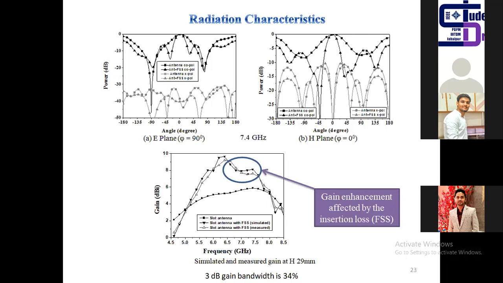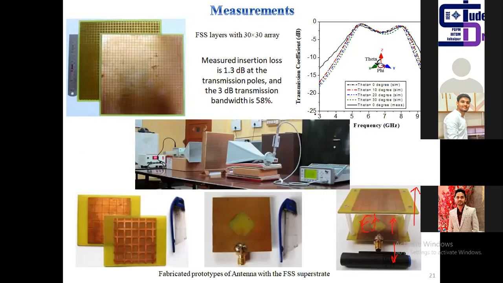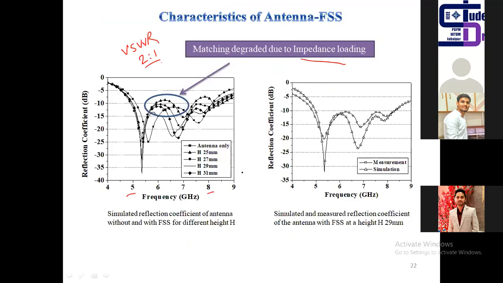Then we can see another disadvantage, that is in the gain enhancement. The gain is somewhere enhanced, but somewhere it is degraded also. That is basically happening because if you remember the FSS response, you can see that the transmission level is good in some frequencies, but at some frequency, the transmission level is going down. That is known as insertion loss below 0 dB. So this insertion loss is basically causing this change in gain. That means the gain is not much enhanced here.